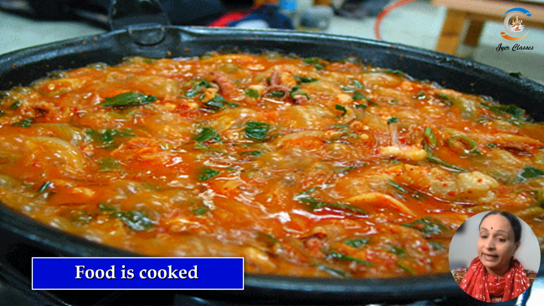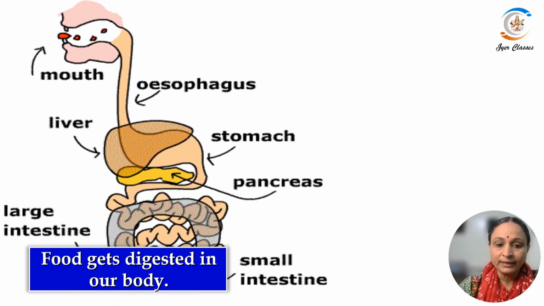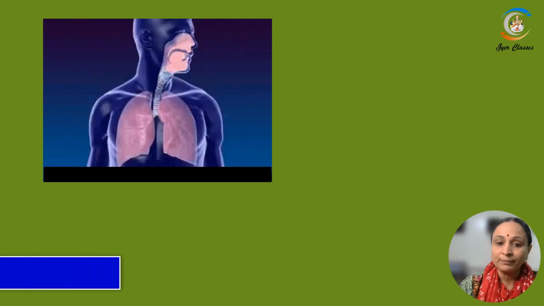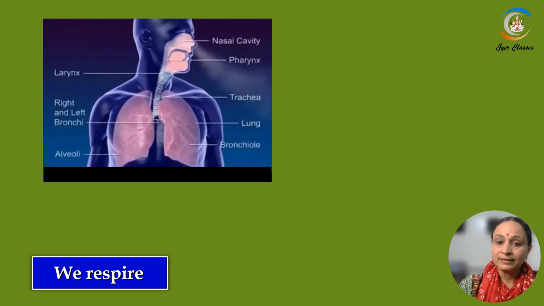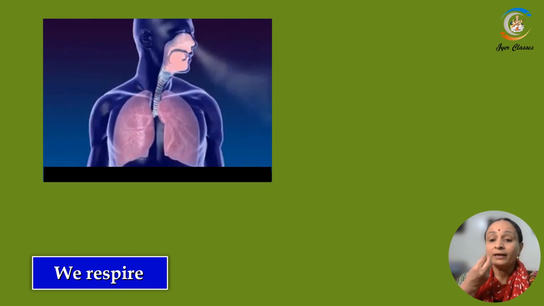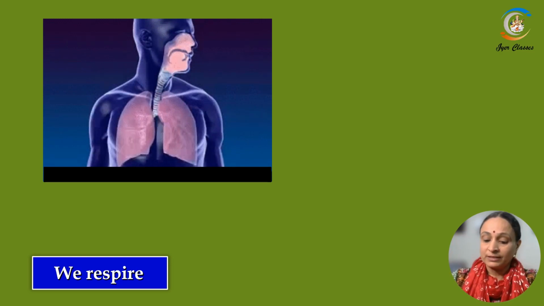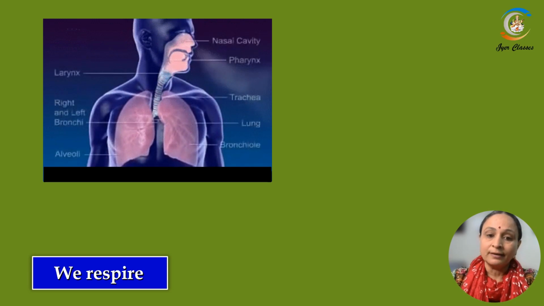Chemical change takes place. Food is cooked, so a chemical change is taking place, right? Food is getting digested inside the stomach, so that is also a chemical change. We respire, सांस लेते हैं, and while breathing, in goes oxygen and what comes out is basically carbon dioxide. Again, a chemical reaction is taking place.